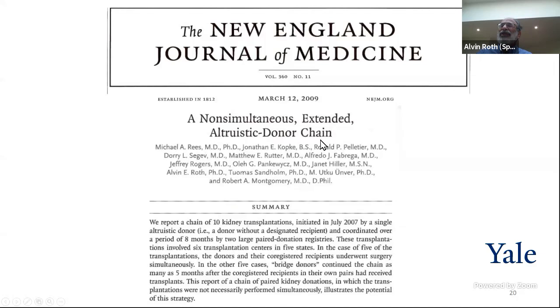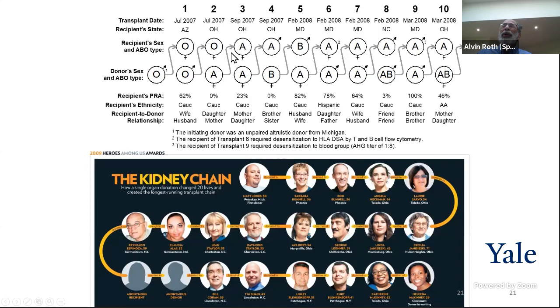And here's a picture of it. This is the picture that appeared in the New England Journal of Medicine. And here's a picture that appeared in People magazine, where people had stepped out from behind their HIPAA privacy protections. And you can see it's pretty long. And it wasn't simultaneous. It began in July, and by the time the New England Journal article went to press, the most recent transplant had been in 2008. So it had extended almost over a year. And had gotten a bunch of transplants, there's 12.